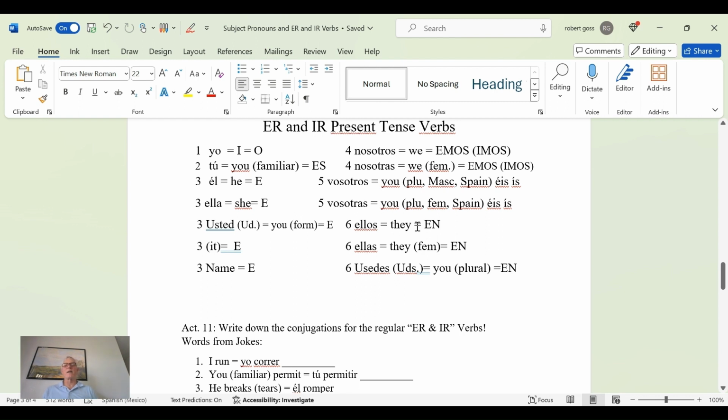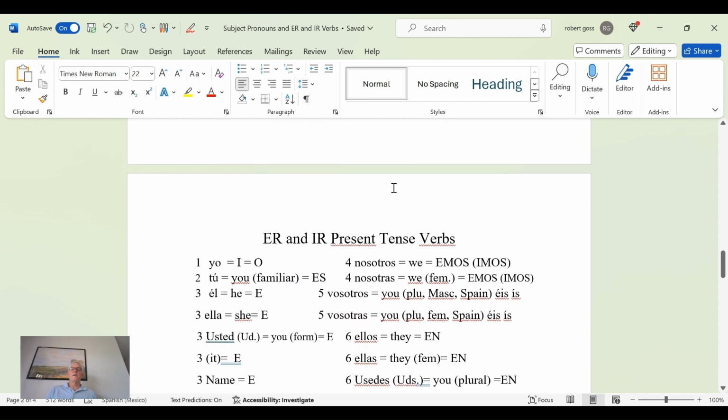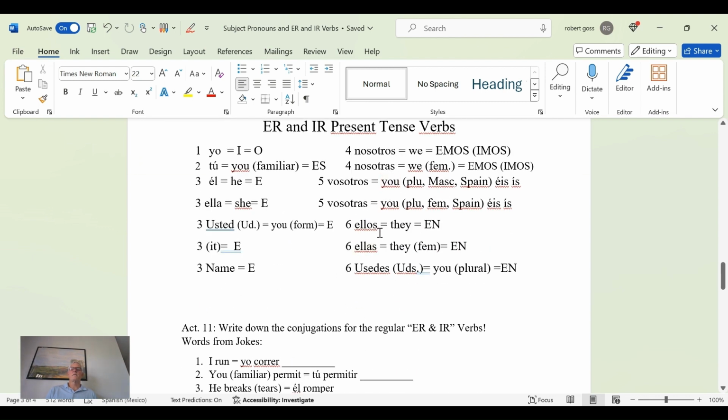Vosotros, we just need this for recognition. You plural masculine in Spain, ER verbs, E with an accent, IS. You plural masculine in Spain with IR verbs, I with an accent, S. Vosotras, you all feminine from Spain, ER verbs, E with an accent, IS. IR verbs, I with an accent, S. They that are boys, they that are girls, and all of you would all have the EN ending.